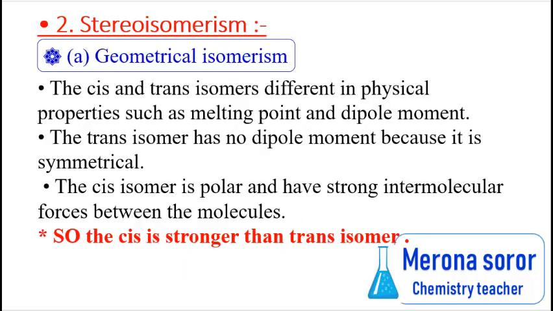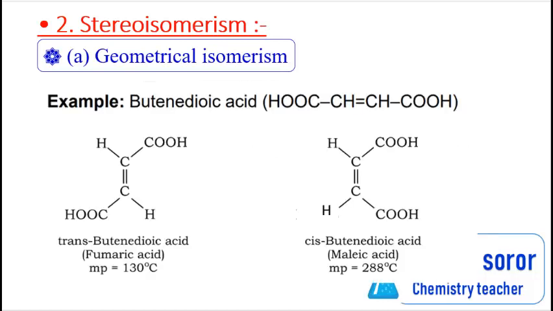The cis and trans isomers differ in physical properties such as melting point and dipole moment. The trans isomer has no dipole moment because it is symmetrical. The cis isomer is polar and has strong intermolecular force between the molecules, so the cis is stronger than the trans isomer. Example, butenedioic acid.